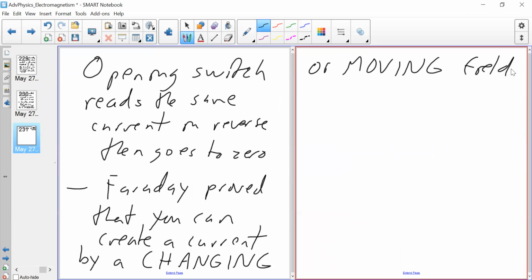Like you can create a field by a moving current. So in the first case, again, we have current coming from the battery through the primary coil. We get magnetism through the secondary coil. Open the switch, that magnetic field that's still there in the secondary is going to cause the current to go in reverse. So we have field actually inducing current, even though the switch is open.